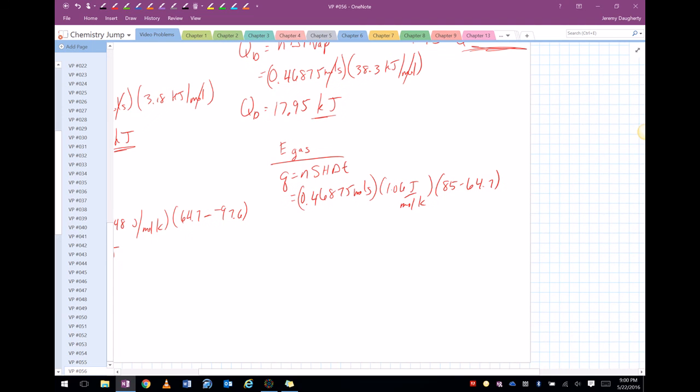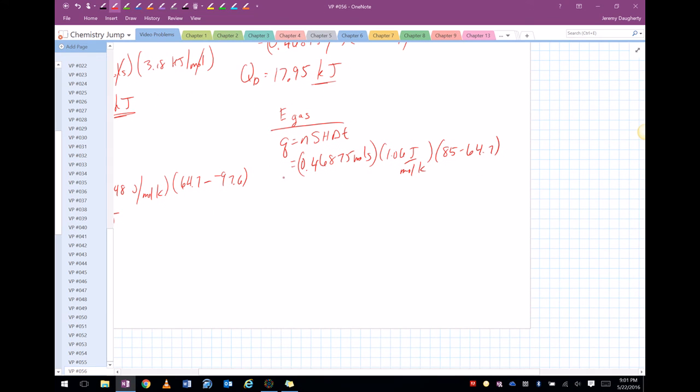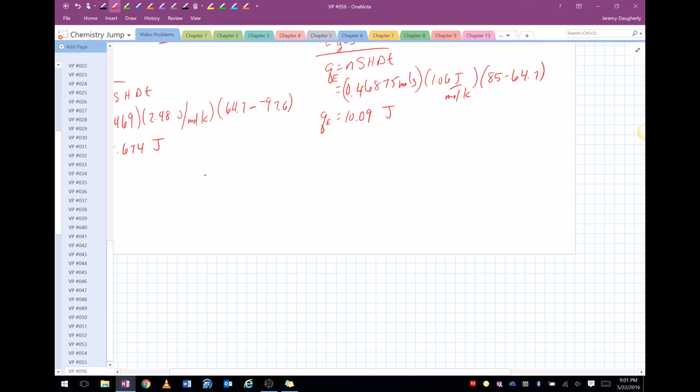Alright, so let's see what we get. 0.46875 times 1.06 times 85 minus 64.7. And I get a value of 10.09. We're going to call that Q sub E. So Q sub E is equal to 10.09, and that's joules. So if I want the total energy, the Q total, let's call it, I'm going to take Q sub A plus Q sub B plus Q sub C, Q sub D, Q sub E. I'm just going to add them all together. Okay? And so let's see what we get.